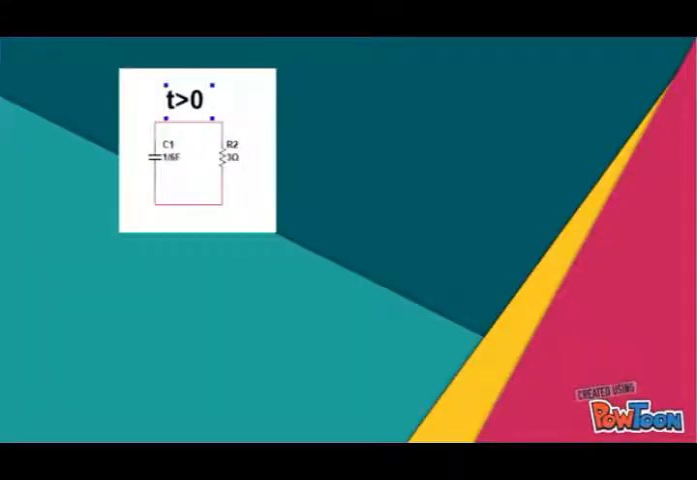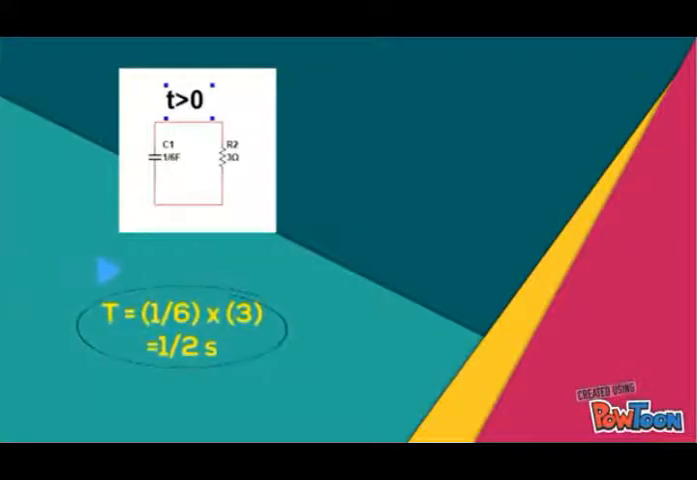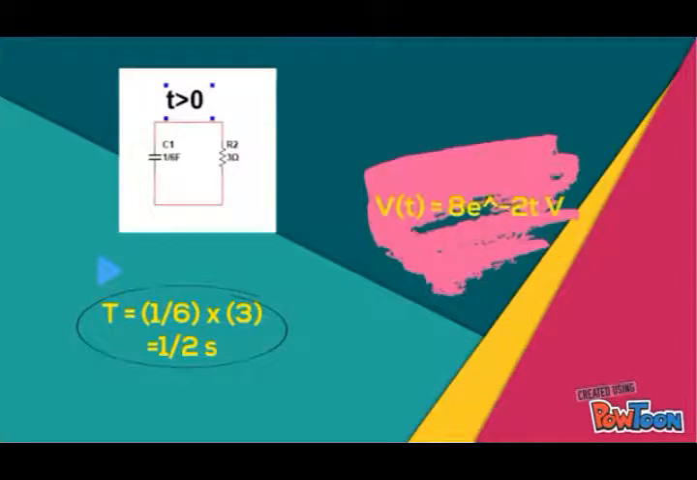Okay, we move to t larger than 0. When t is larger than 0, the voltage supply and the 6 ohm resistor are not connected to the circuit because the switch is open. Then we can find tau. Tau is defined by resistance multiplied by the capacitance. Finally, we can find the total voltage using the equation: V total equals V capacitor times e to the power of negative t over tau.